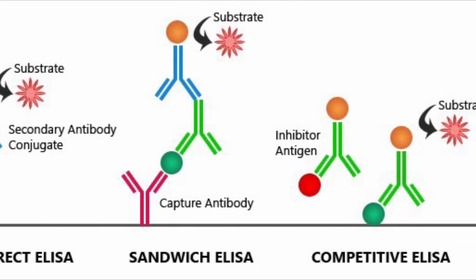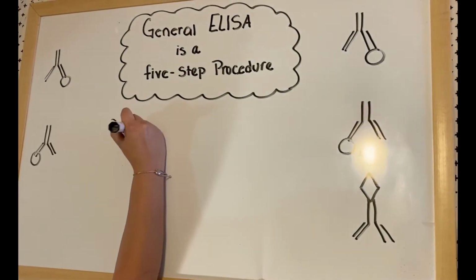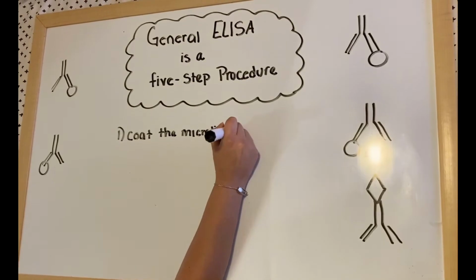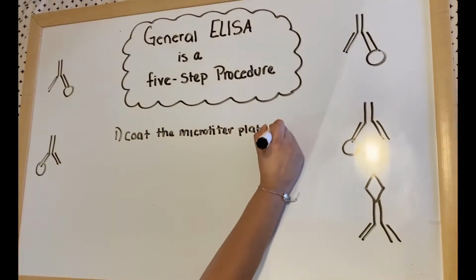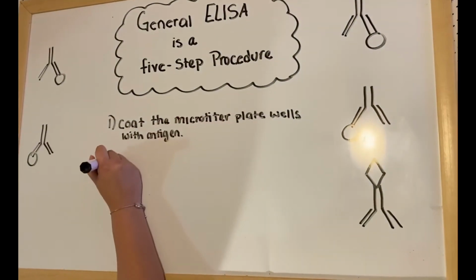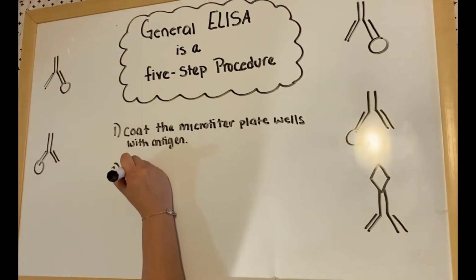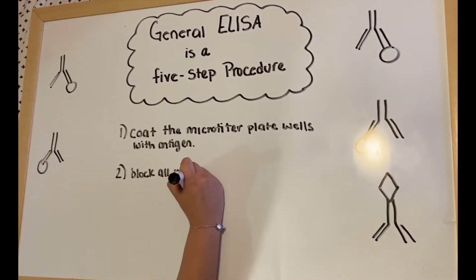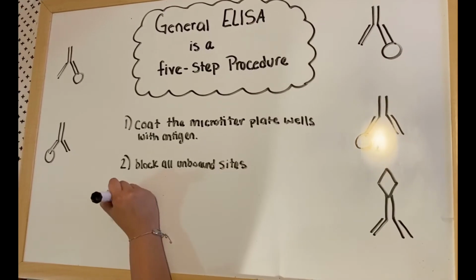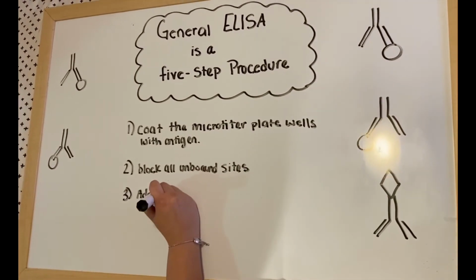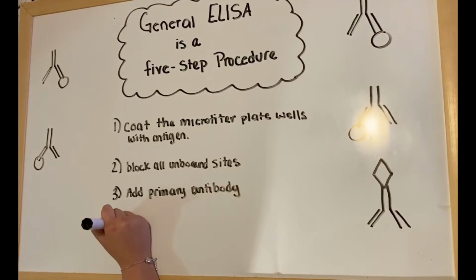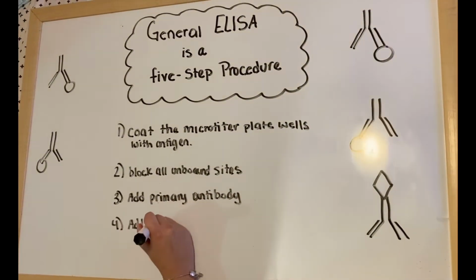The steps go as follows. First, the wells in a microtiter plate are coated with antigens. Then, all unbound sites are blocked to prevent a false positive result. A primary antibody is then added to the wells, followed by an addition of a secondary antibody that is conjugated to an enzyme. In the final step, there will be a reaction of a substrate with the enzyme to produce a colored product. This product is what indicates a positive reaction in an ELISA test.